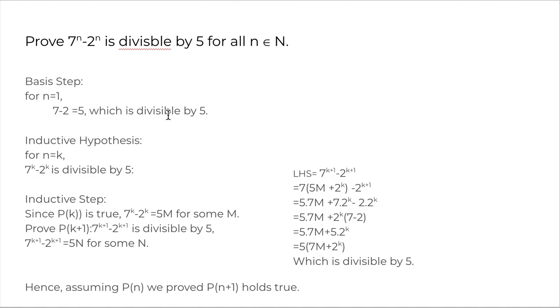Inductive step hypothesis is for P of k, that is P of k is true. So you put the value of k in place of n. You have 7 raised to k minus 2 raised to k would be divisible by 5. So you can write it as 7 raised to k minus 2 raised to k is 5m for some integer m, right? So we need to prove for P of k plus 1 that 7 raised to k plus 1 minus 2 raised to k plus 1 is divisible by 5. So that is 7 raised to k plus 1 minus 2 raised to k plus 1 is 5n for some value n. The LHS is 7 raised to k plus 1 minus 2 raised to k plus 1, right?